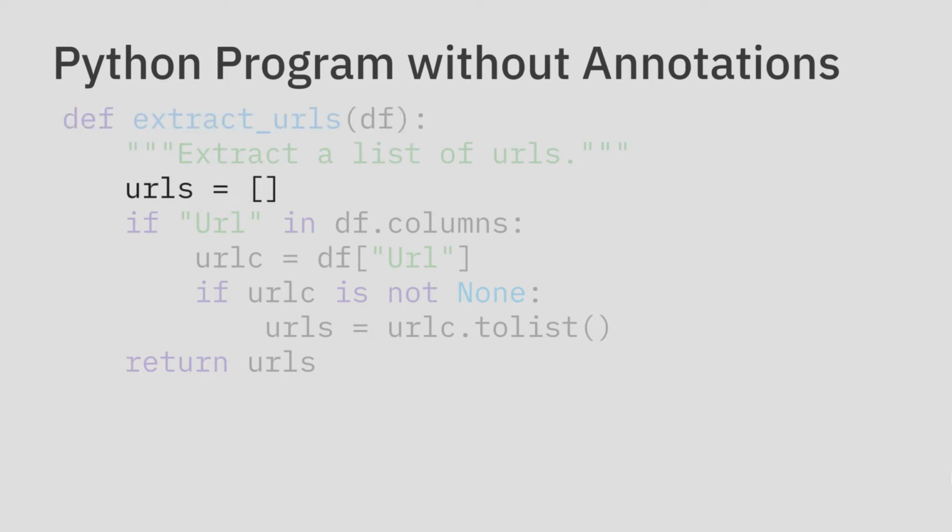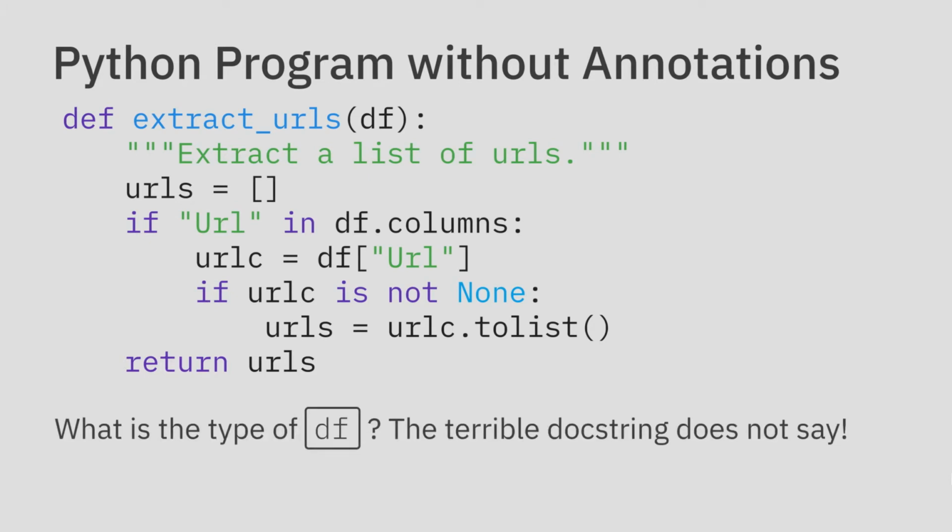Next, the program creates a list called URLs. After creating the list, it checks to see if the string URL is inside of the columns attribute of the df variable. If it is, it stores that inside of a variable called URLC. Now, if URLC is not none, it's going to convert URLC to a list and store it in the variable called URLs. Finally, it's going to return the URLs variable. Now that we understand the inputs, outputs, and behavior of this function, let's ask and answer some questions about it.